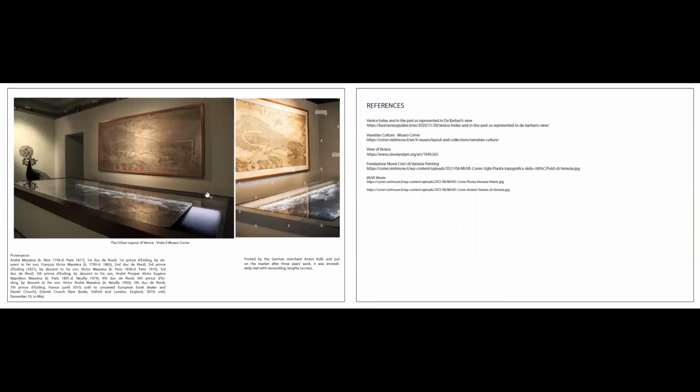Barbari's work moved through a lot of hands. It was circulated for a long time, and the provenance of this work passed through a lot of families and museums until it got to the Cleveland Museum, then it moved to London in England, and finally it is located in the urban layout of Venice in the Museo Correr in Italy.